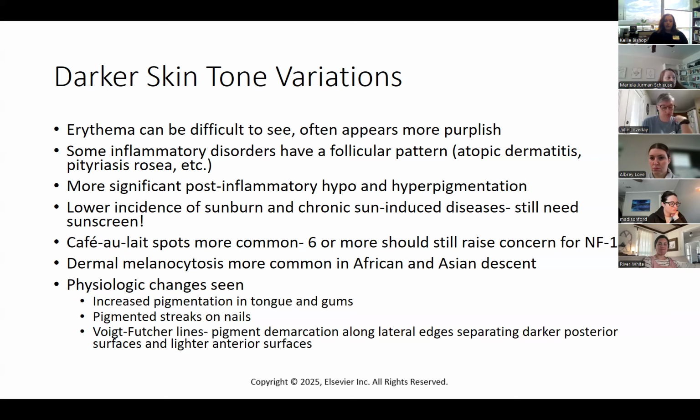Dermal melanocytosis is more common in African and Asian descents. Physiologic changes that we tend to see with the darker skin tones: they have increased pigmentation in tongue and gums, pigmented streaks on the nails, and then Voight's lines. So this is where you can see like the demarcation along lateral edges that separate darker surfaces from lighter anterior surfaces.